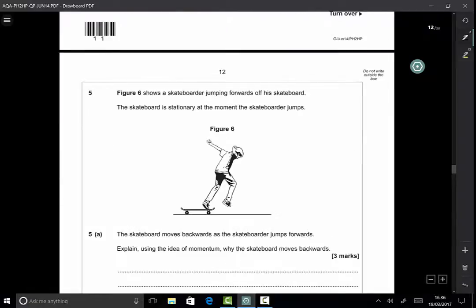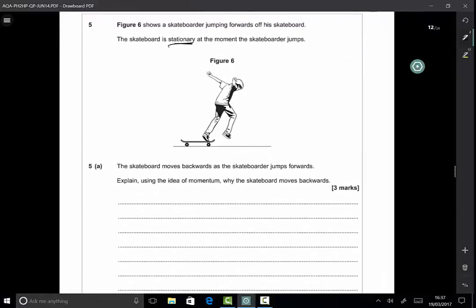Okay, figure 6 shows a skateboarder jumping forwards off his skateboard. The skateboard is stationary, so not moving at the moment the skateboarder jumps. That's going to be really important. The skateboard moves backwards as the skateboarder jumps forwards. Explain using the idea of momentum why the skateboard moves backwards.